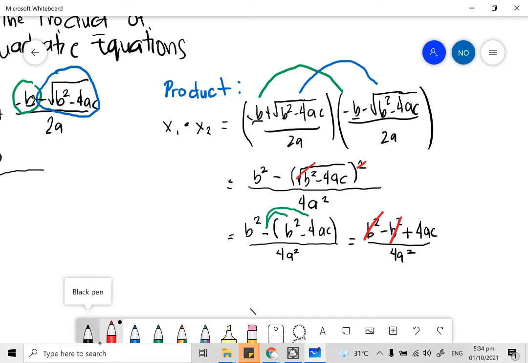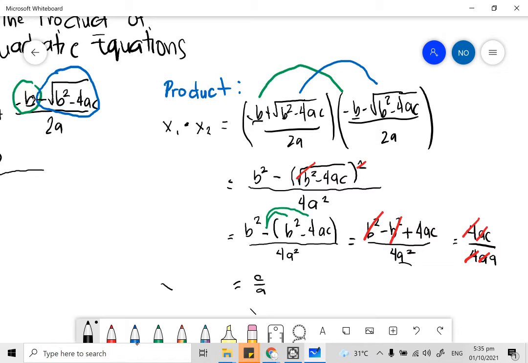Ano na lang ang matitira? Ang matitira na lang class ay 4ac over 4a squared. Okay, ganun. Class yung a squared, pwede natin isulat yan ng a times a, tama ba? Alright, so ngayon, pwede na tayo mag-cancellation na naman dito. Cancel natin yung 4. Cancel natin yung isang a sa taas, cancel din natin yung isang a sa baba. Anong natira? C over A. So, meron lang tayong C over A.